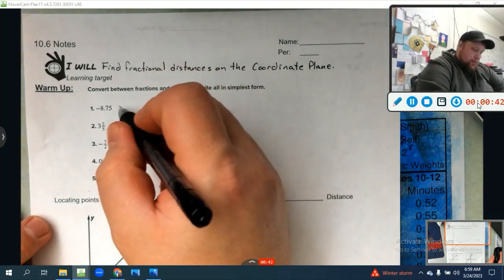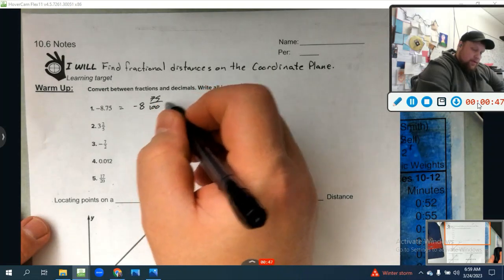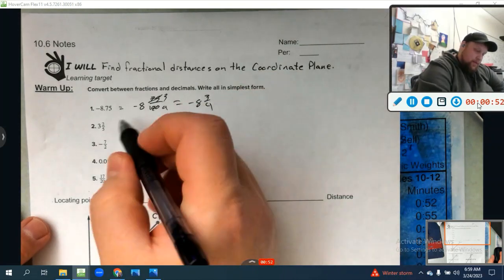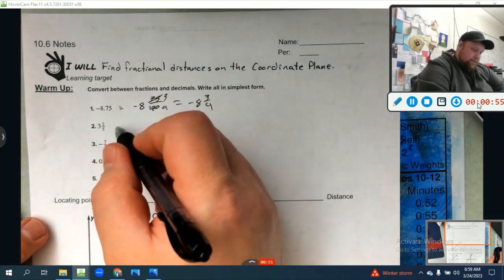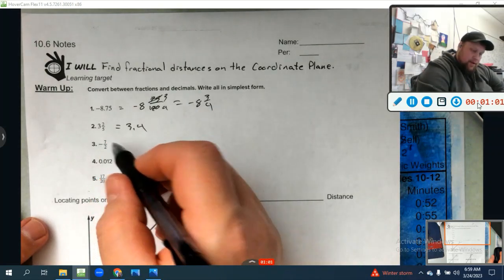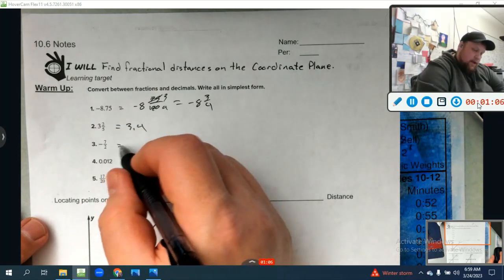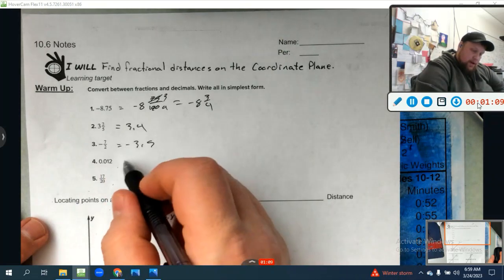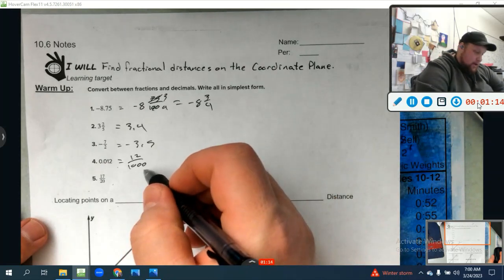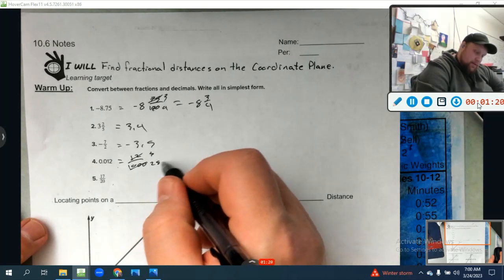So let's do this. This would be -8 and 75 hundredths, which 25 goes into each of those, makes that 3, makes that 4. So this is -8 and 3/4. 2 divided by 5 is 0.4, so this equals 3.4. -7 halves is -3.5. That is 12 over 1,000. And how I simplify this is, I know that 4 goes into this 3 times, goes into this 250 times.